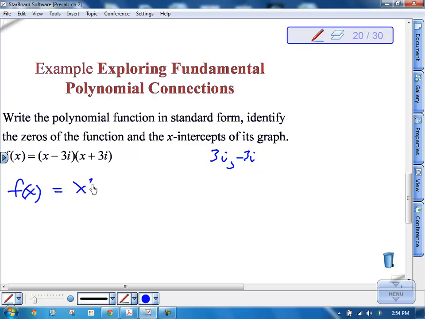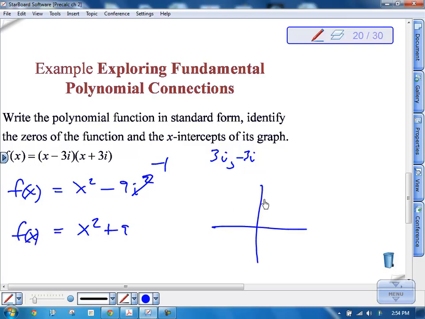X times x is x squared. The middle terms are going to cancel. And then I have negative 9i squared, which i squared is a negative 1, so it's really just x squared plus 9. So it's a quadratic that's been shifted up 9 units. So all the way up at 9 right here, it's a quadratic that opens up. It doesn't have any real zeros. These are the 2 imaginary zeros.